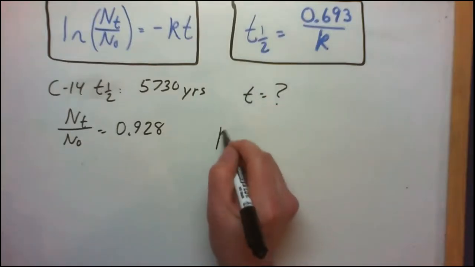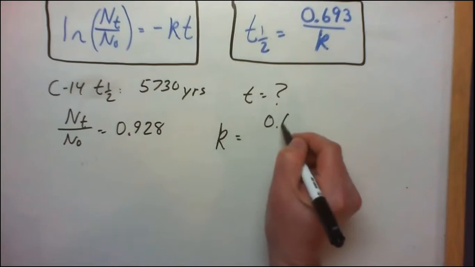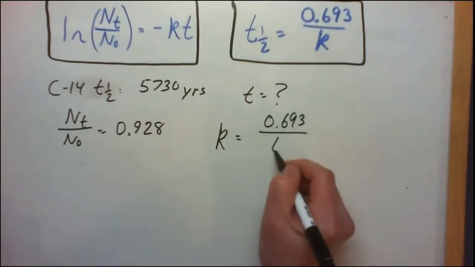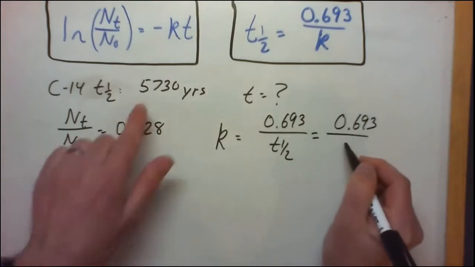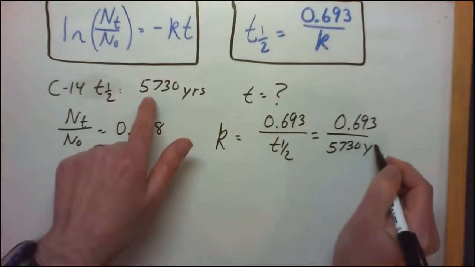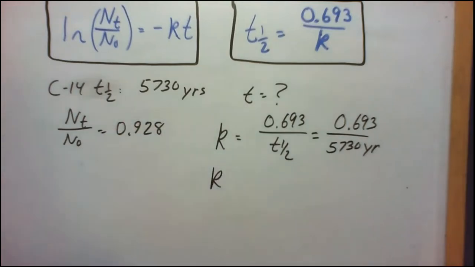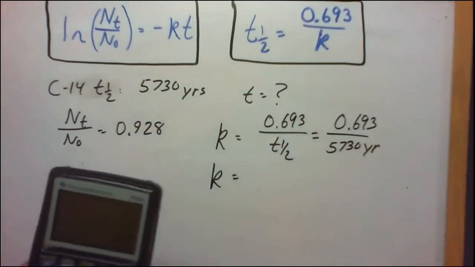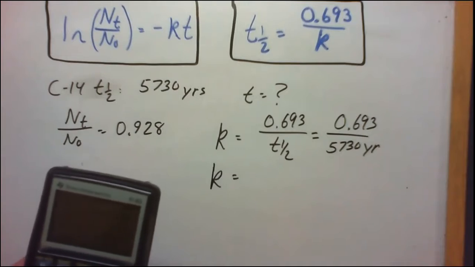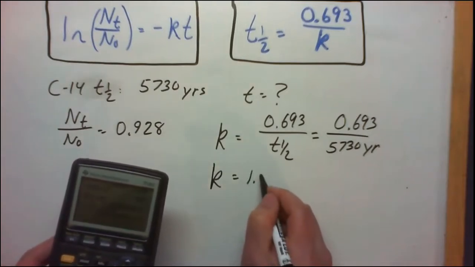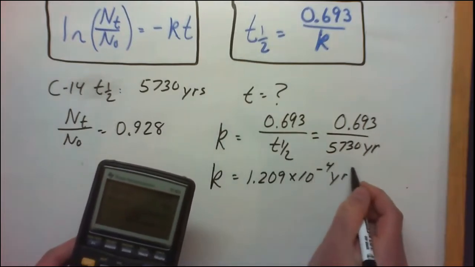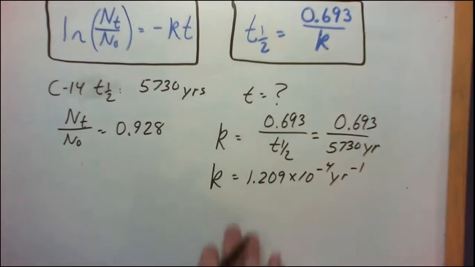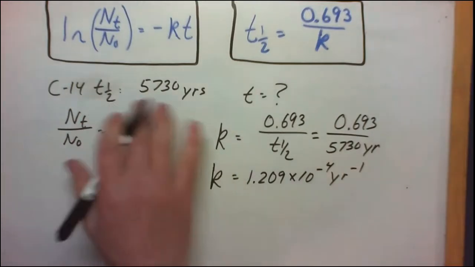From this equation, we'd say that the rate constant is equal to 0.693 divided by the half-life, which is 0.693 divided by 5,730 years. So for carbon-14, its decay constant is 0.693 divided by 5,730, or about 1.209 times 10 to the minus 4 reciprocal years. And we'll keep that number because we'll be using that same number again in the next couple of examples. So that's our decay constant for carbon-14.